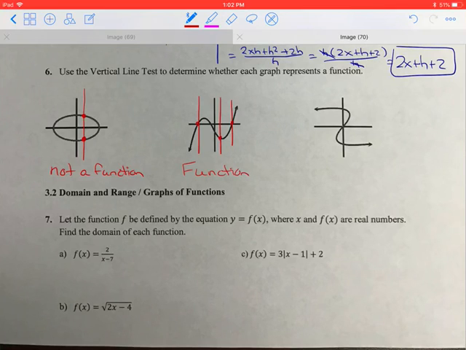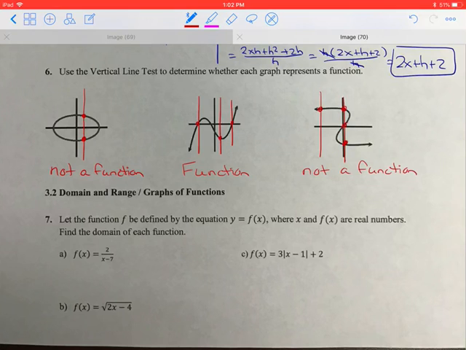And for the last one, so if I draw it here, it only crosses in one place, but if I draw it over here, then it crosses in 3 places. So if you can find a place, just one place where it crosses more than once, then we say that this is not a function.